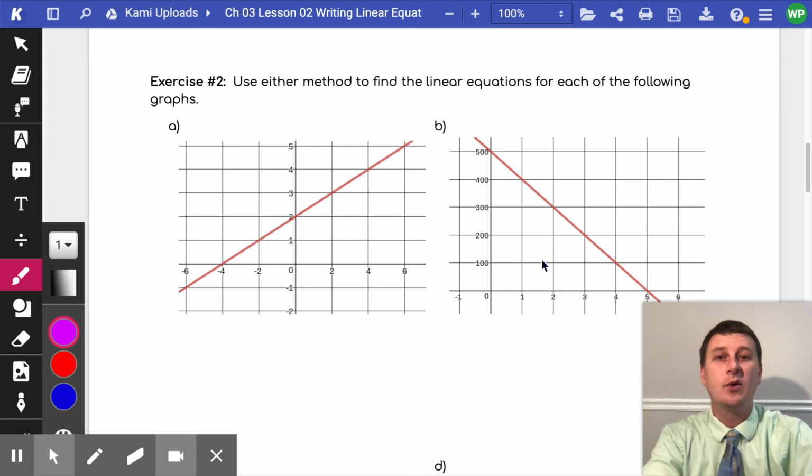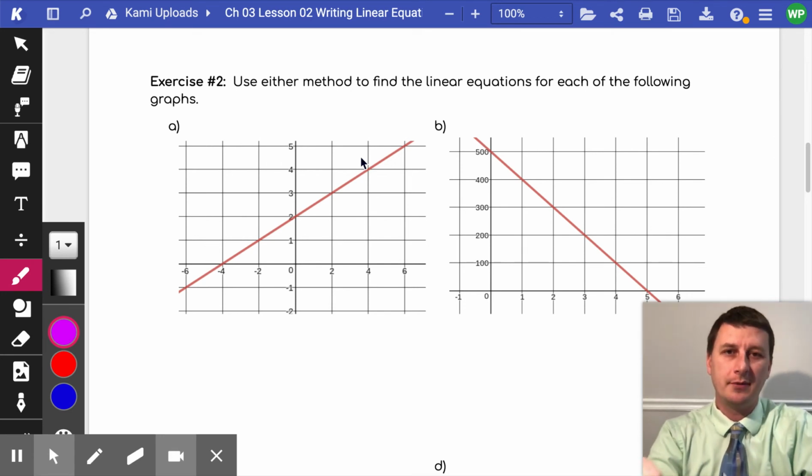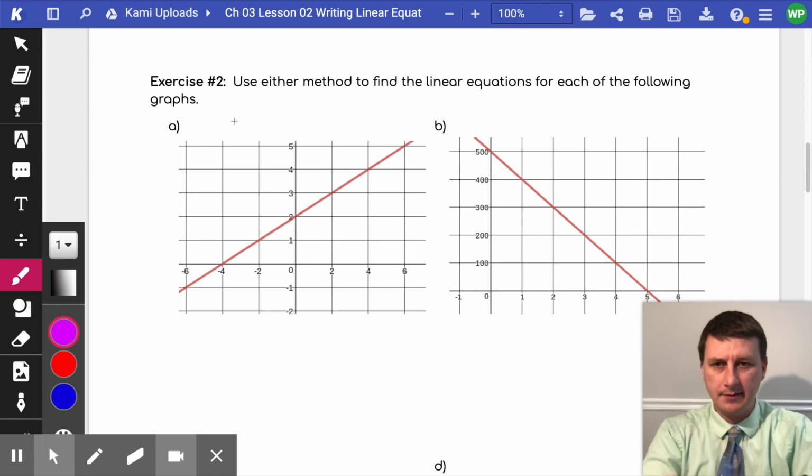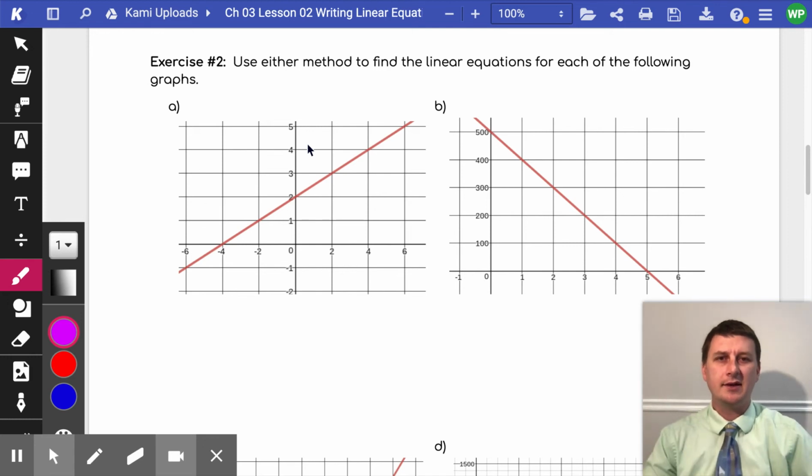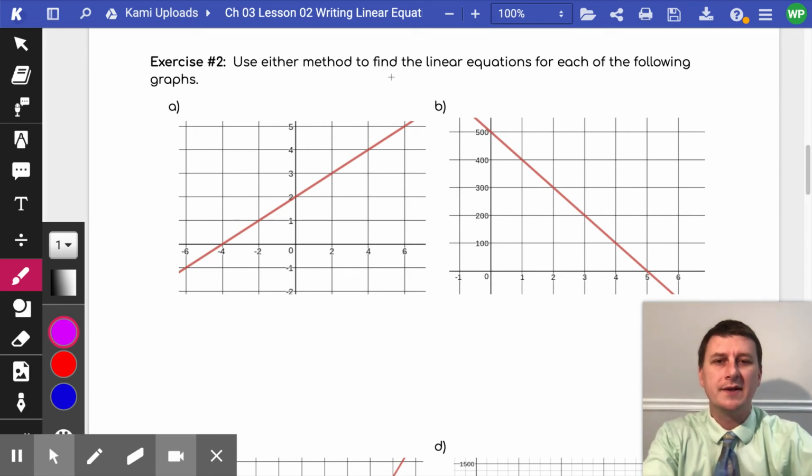And in this video, we're going to be looking at Exercise 2, which happens to be the final exercise in this lesson on writing linear equations from graphs of lines. This video might be a little bit longer than the others because we have 4 different parts within this exercise. But that's okay. I believe that you'll stick it out to the end and really understand what you're doing by the end of this video. It says to use either method to find the linear equations for each of the following graphs.